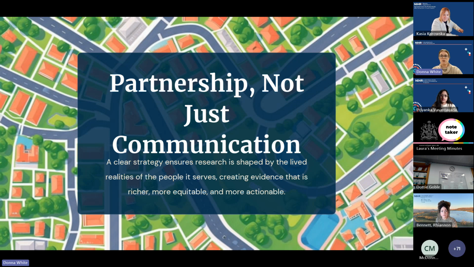So just to very briefly summarise, in today's complex local government landscape, research that genuinely reflects and responds to community needs is essential. Public involvement and community engagement is not simply about communication, it's about partnership, co-production and creating evidence that is richer, more equitable and more actionable.